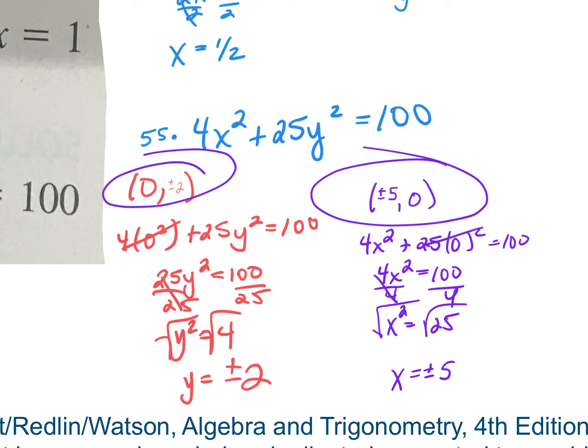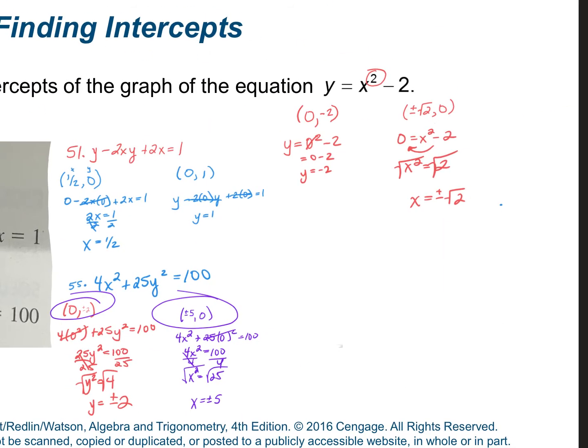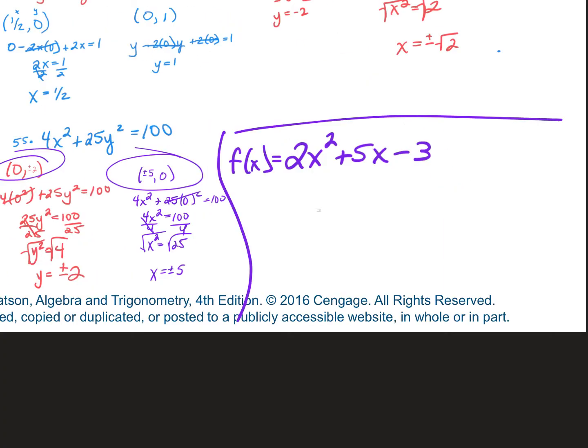Because x is squared and y is squared. Yep. X is squared, so that means there's 2 there, and y is squared, which means there's 2 there. So if you had something like this, all right, let's look at this. Let's find the x and y intercepts here.